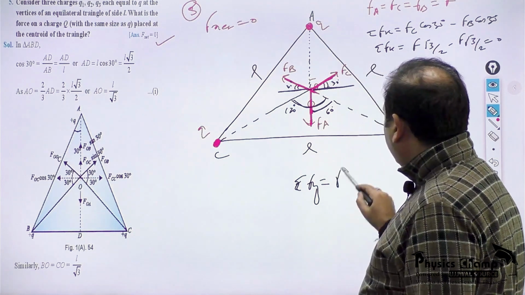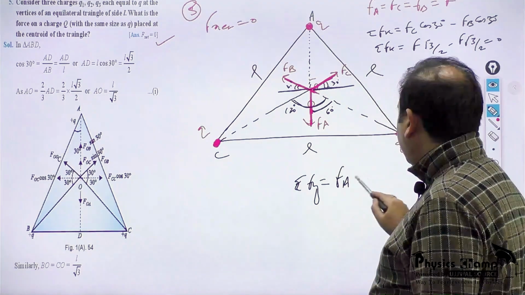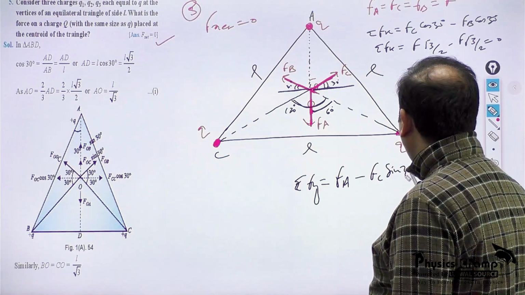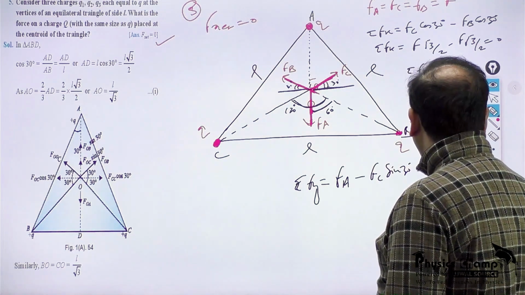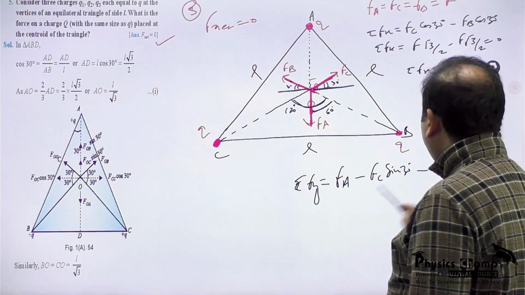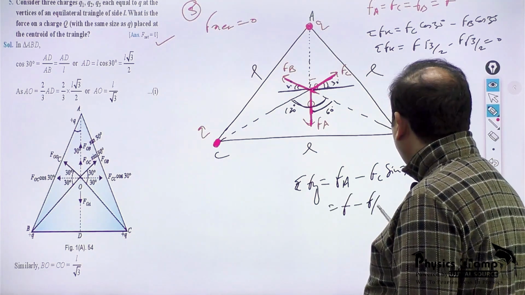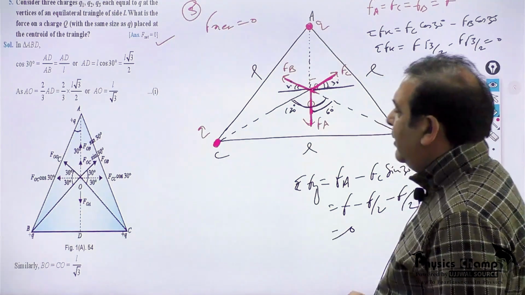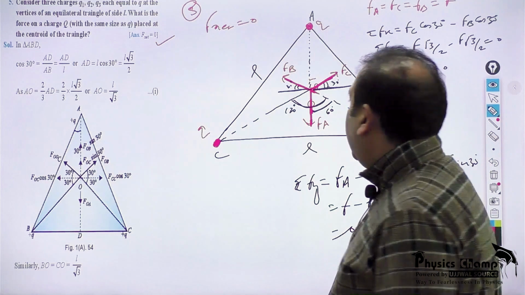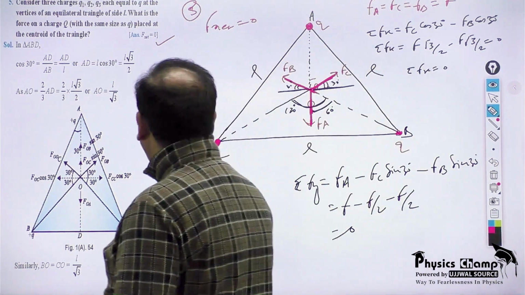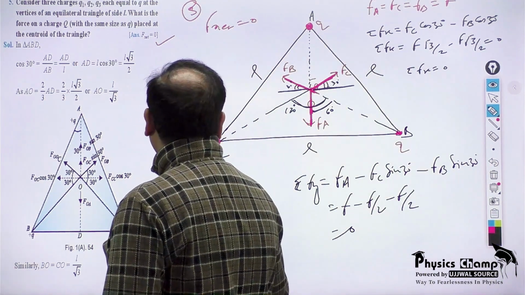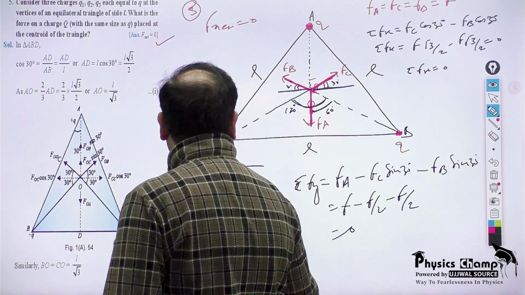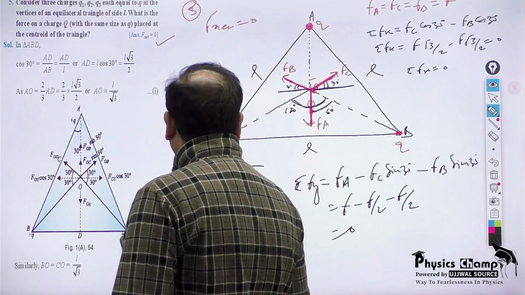Sigma Fy will include Fa, which is downward, minus Fc sin 30 minus Fb sin 30. So it is again F minus F by 2 minus F by 2. Sigma Fy is also 0. So I have sigma Fx 0, sigma Fy 0. What is the net force? Square root of sigma Fx square plus sigma Fy square. So net force will be 0.